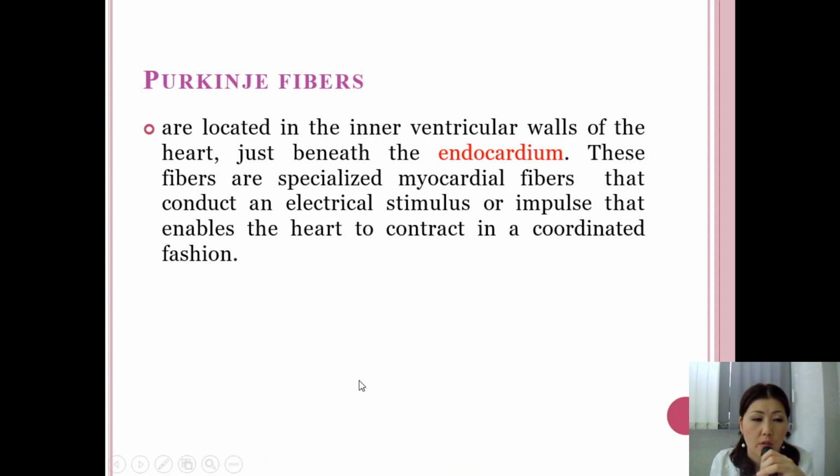Purkinje fibers. These are specialized cardiac muscle fibers. Are located in the inner ventricular walls of the heart, just beneath the endocardium. These fibers are, as I told you, specialized myocardial fibers that conduct an electrical stimulus or impulse that enables the heart to contract in a coordinated fashion.